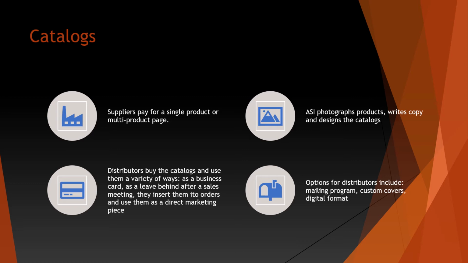After a sales meeting, if a distributor has a presentation to a board of directors, each member of that board can get a catalog. It can be inserted into an order after an order has been completed. And it's great as a direct mail piece. And there's other options for distributors, including a mailing program. If a distributor is unsure of who they want to send this catalog to or how to use this, ASI can help identify a market, identify companies in the area, and then send a cover letter from the distributor to those businesses. And the distributor gets a copy of those names and contact information, and now they have a warm follow-up call.